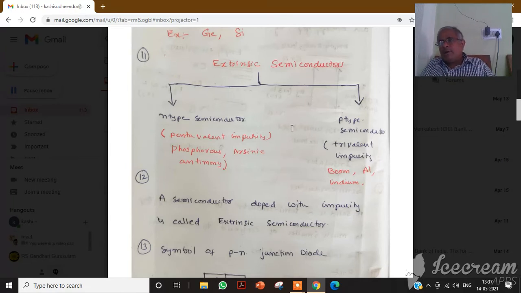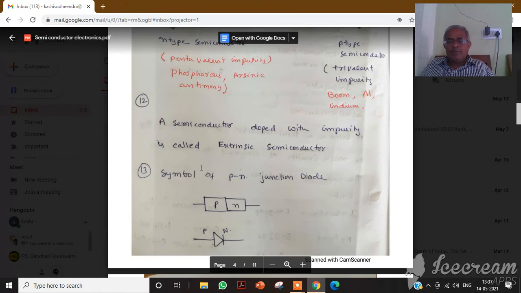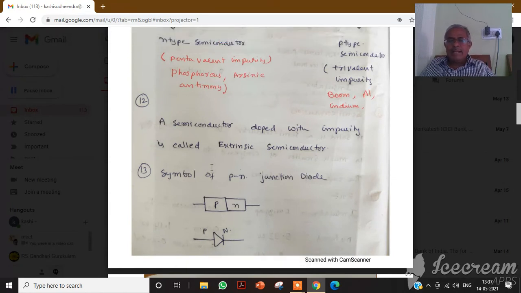What we have to remember is that if you add a pentavalent impurity to germanium or silicon, it becomes an N-type semiconductor and the majority carriers are electrons. In N-type semiconductors, majority carriers are electrons. In P-type semiconductors, majority carriers are holes. So we will define what an extrinsic semiconductor is: a semiconductor doped with impurity is called an extrinsic semiconductor.